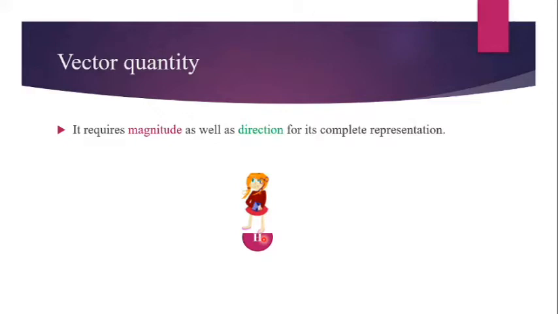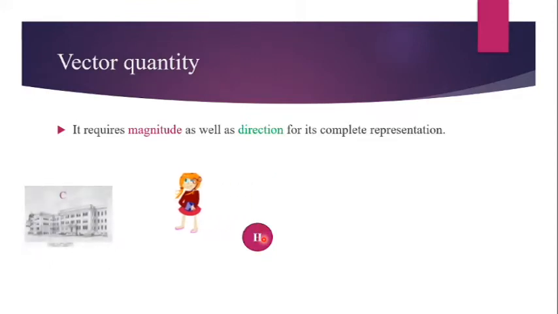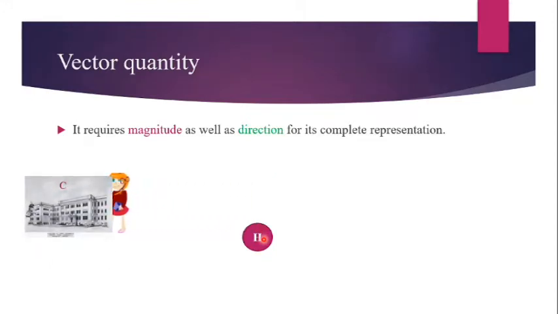But if you are asked to go 1 kilometer towards left, then quickly you can proceed in that direction to your task, that is your college here. Then you can go to your target, that is college. In this case 1 kilometer is magnitude and towards left is direction. Direction as well as magnitude is required here, and that's why this is a vector quantity here.